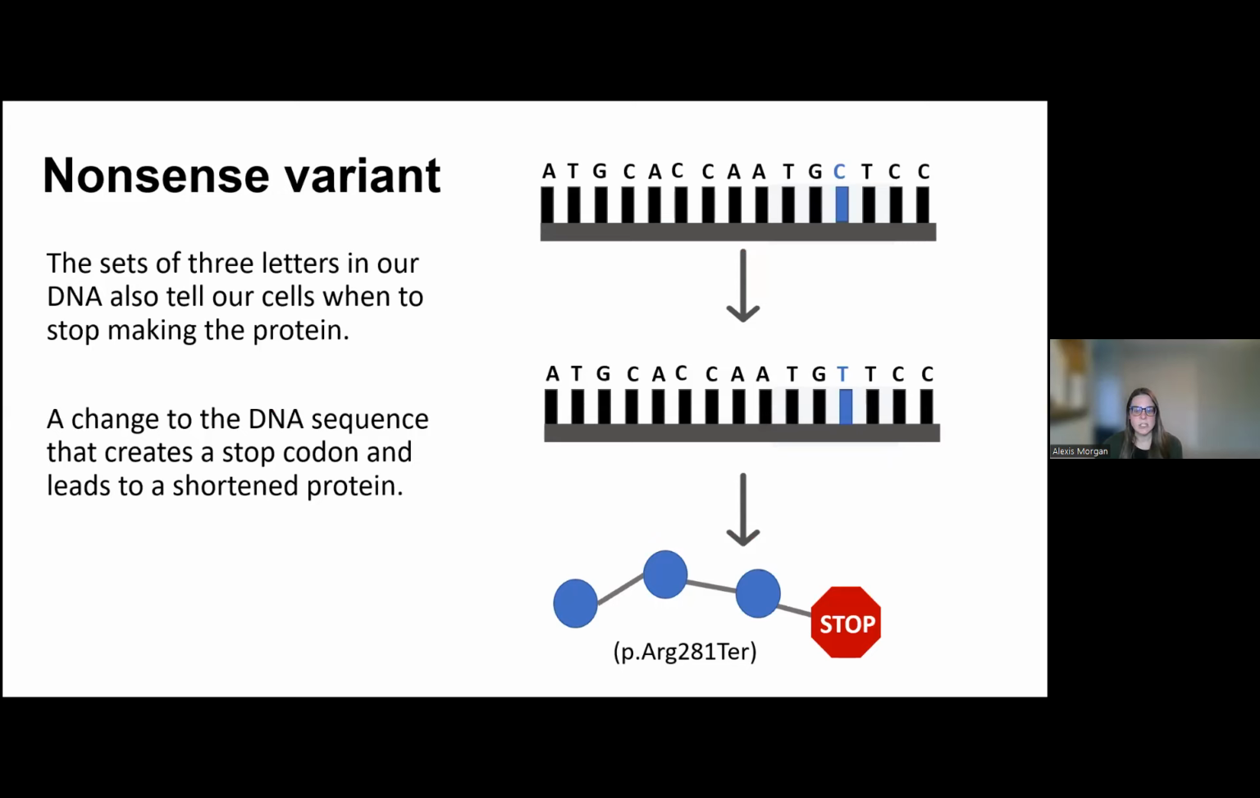In addition to just coding for amino acids in the protein building blocks, some groups of 3 nucleotides actually tell the body when the protein should stop. These are called stop codons. This specific change to the DNA sequence on this slide creates a stop instead of the typical arginine. Therefore, it stops the growth of the protein. So now this individual has a shortened protein chain, which can impact the protein's function in the body.